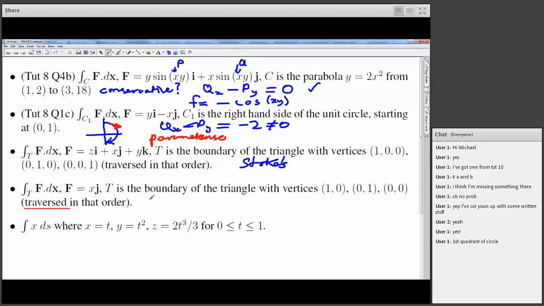This next example is the same thing, but it's over in 2D. And so you're going to use Green's. Integrating a closed curve in 2D, Green's theorem is going to be useful. So that's how you recognize that one.